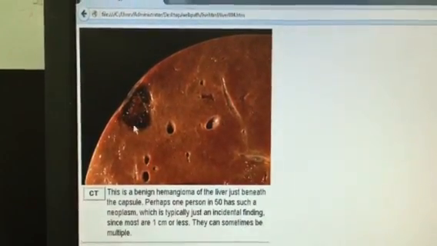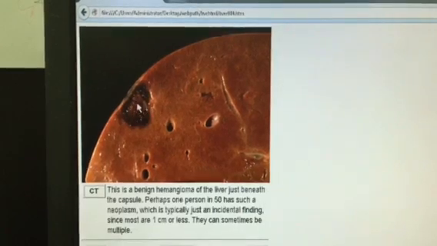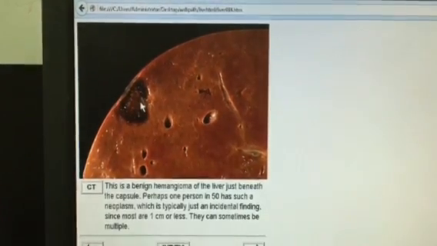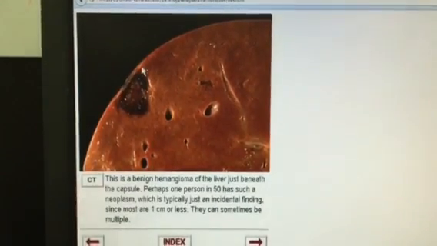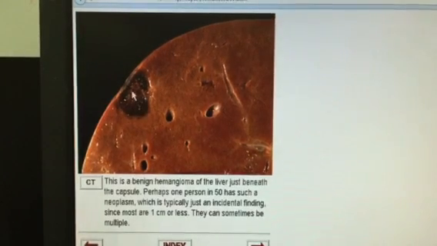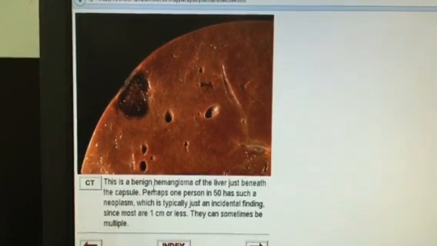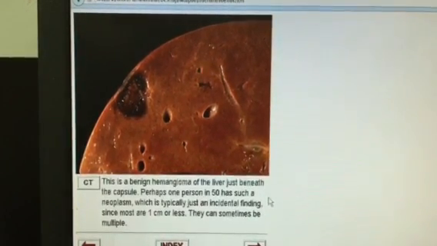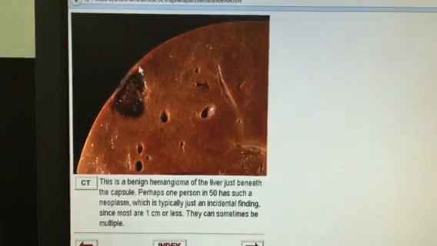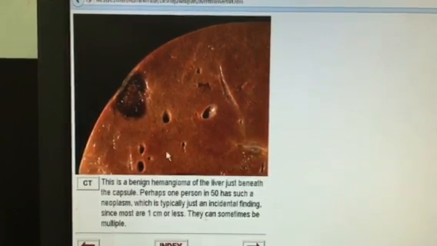In this picture, we can see a benign hemangioma, or collection of blood, just beneath the capsule of the liver. Sometimes we can see it multiple, so they are mistaken for carcinoma, but actually it's a hemangioma, or collection of blood.